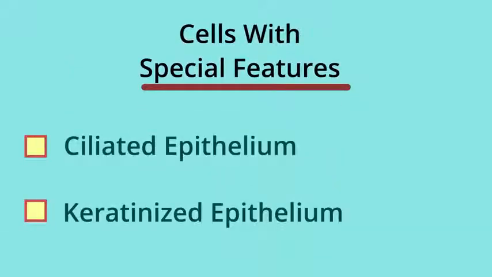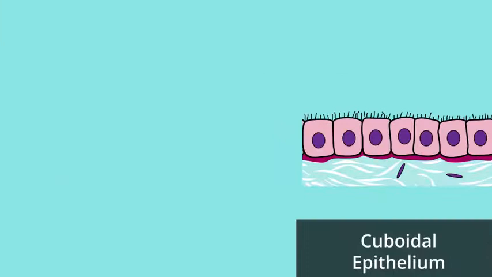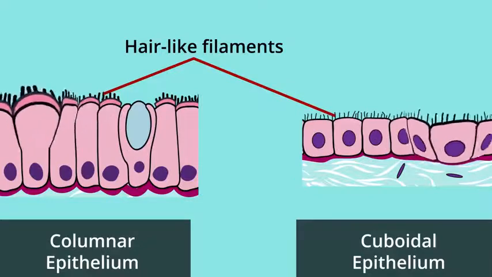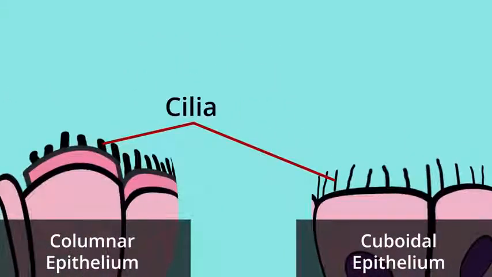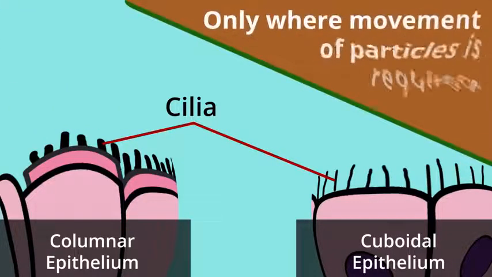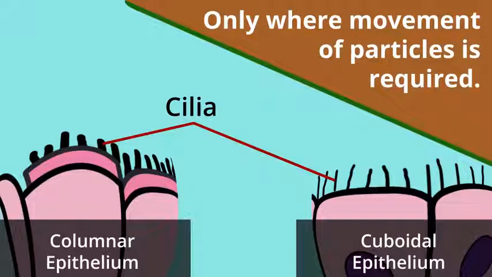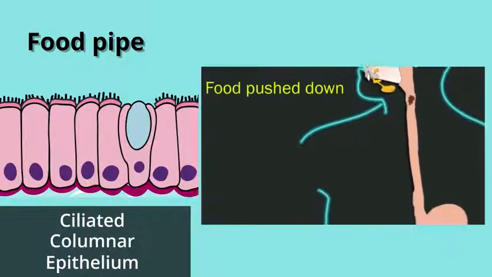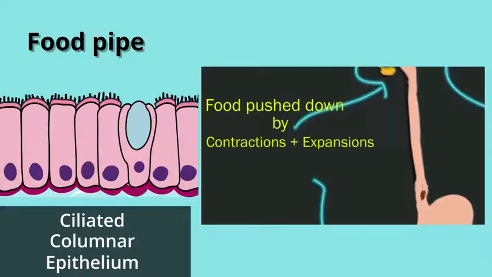But apart from these, there are a few special features which are present to form special epithelial tissue. Now in this tissue, a few cuboidal and columnar epithelial cells have hair-like filaments on top of each cell. These hair-like filaments are called cilia. But note that not all cells in this cuboidal and columnar tissue have cilia on them. Just a few places in our body where movement of particles is required. For example, the food pipe in our body has ciliated columnar epithelium, as it has to help in pushing the food downwards into the stomach.